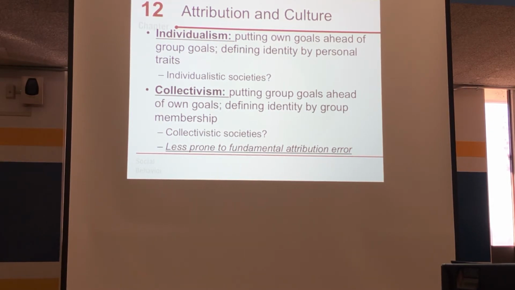Okay, good. Who's more likely to commit fundamental attribution error? Individualistic. Okay? They're more likely, if there's an accident, to right away be like, oh, that stupid person, they were texting, blah, blah, blah. Collectivistic might be like, oh, maybe he popped a tire, maybe he had a heart attack. You know, they're not going to blame the person.